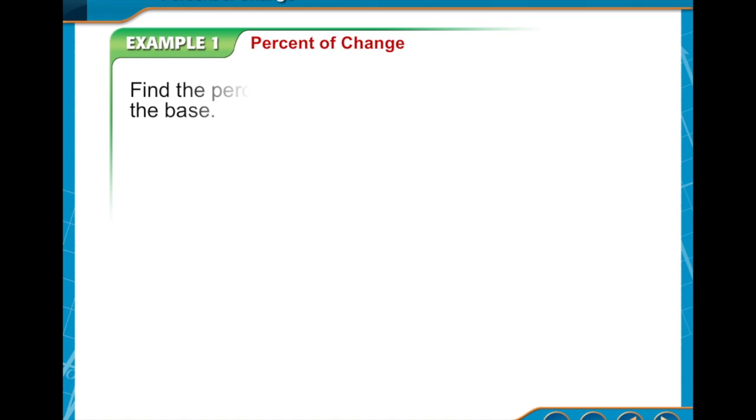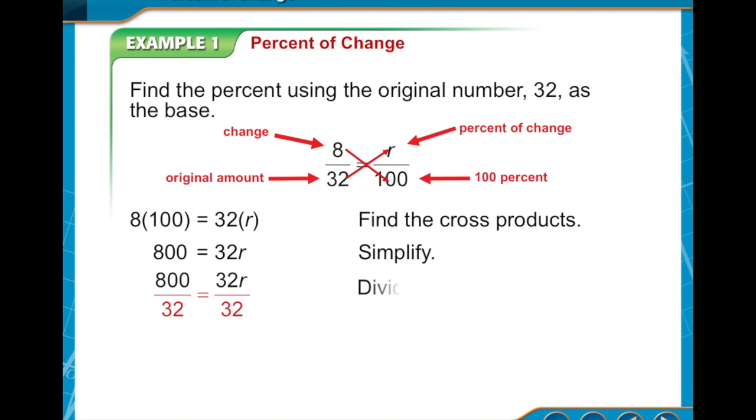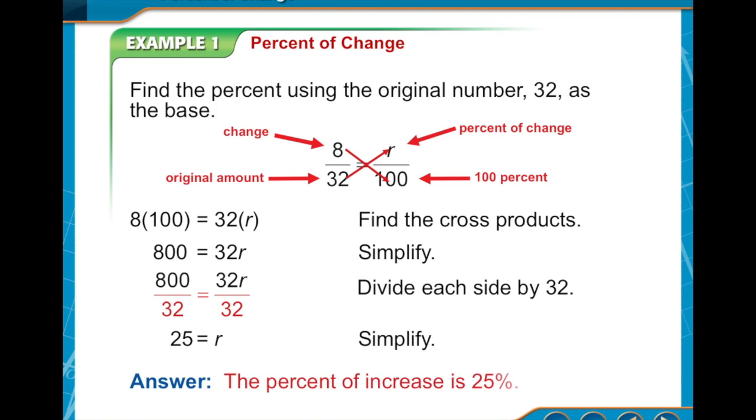And that is example 1A. Find the cross products, set up your proportion, and solve for your variable. It increased by 25%. And they didn't give us units or any context, which is okay. They just gave us numbers, but we'll see some context later on in some other problems.